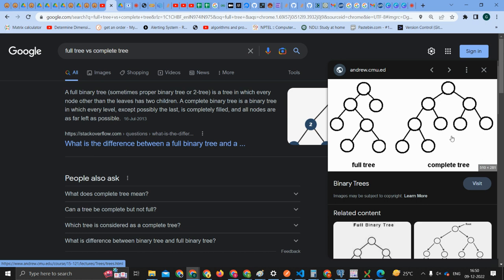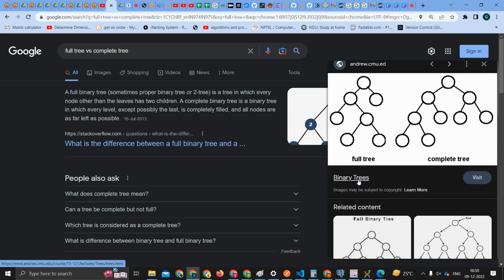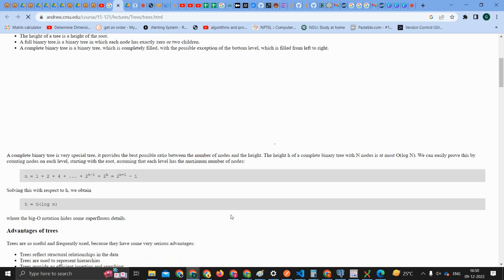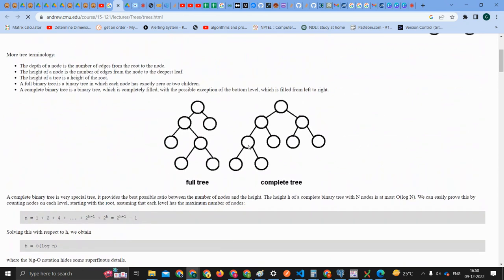And in the case of complete, what is it? A complete tree means every layer is complete. Only the last layer is not complete. So having no node is not possible in the case of complete above the last level. Is that what you're saying? Yeah, correct. You're right. So the previous layer should be completely filled. Only in the last layer you can have an empty space.